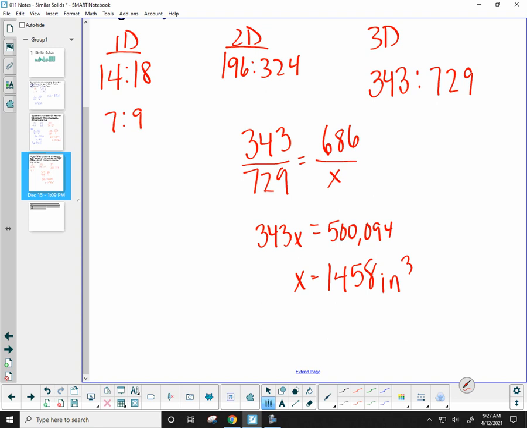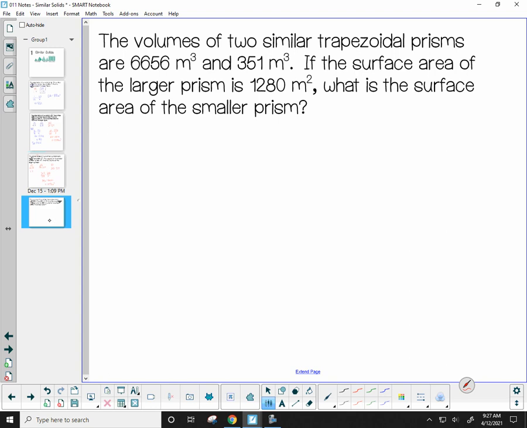All right, one more example. All right, last example. So the volumes of two similar trapezoidal prisms are 6,656 cubic meters and 351 cubic meters. If the surface area of the larger prism is 1,280 square meters, what's the surface area of the smaller prism? All right, so it tells us the volume, so what dimension is that? So we're in three-dimensional here. So that's 6656 to 351. And I want to go back to one-dimensional, right?